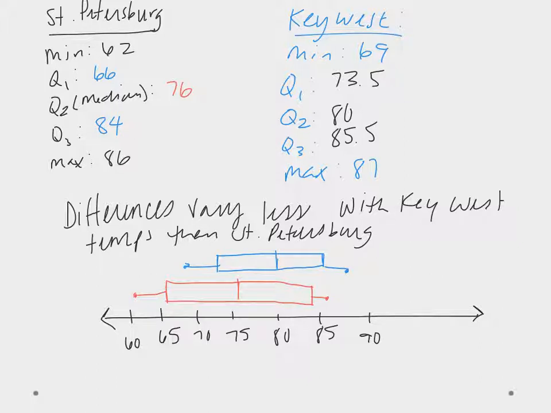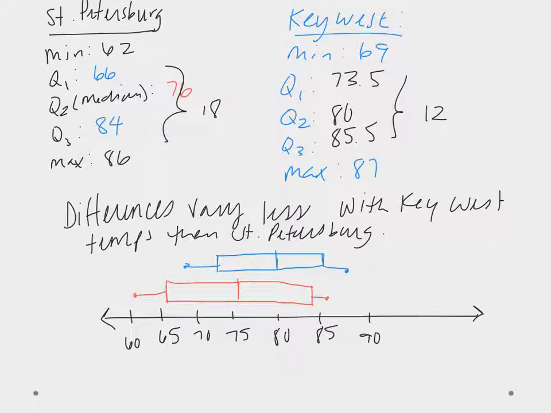Also, just looking at the interquartile range, let's do that. The interquartile range here is 85.5 minus 73.5. And that's going to be an interquartile range of 12. So most of their numbers have a difference of 12, whereas here, 84 minus 66, most of those numbers have a difference of 18. So St. Petersburg varies more than Key West.